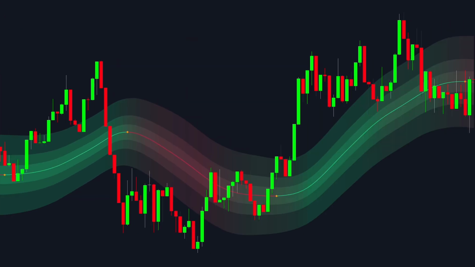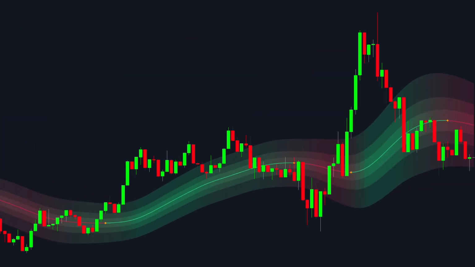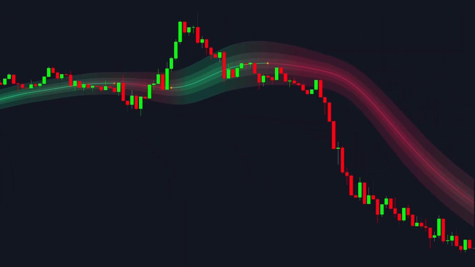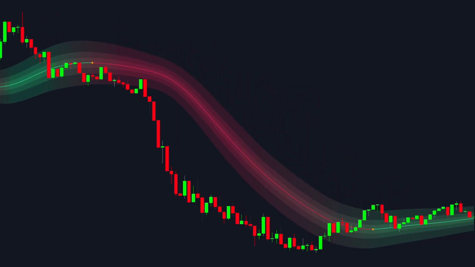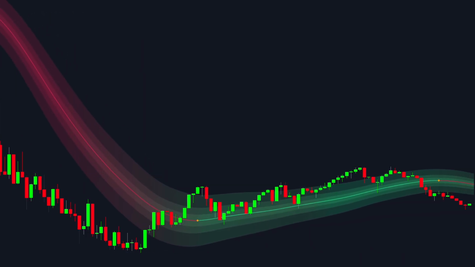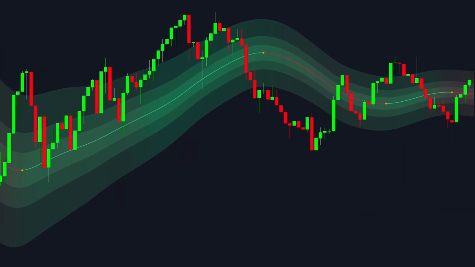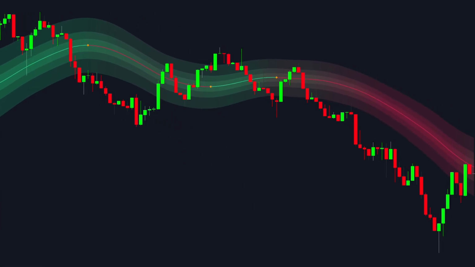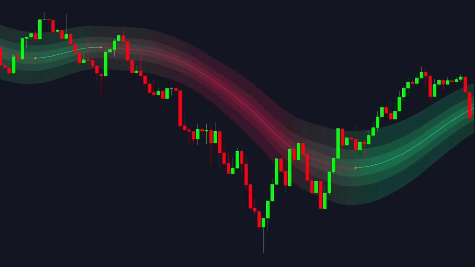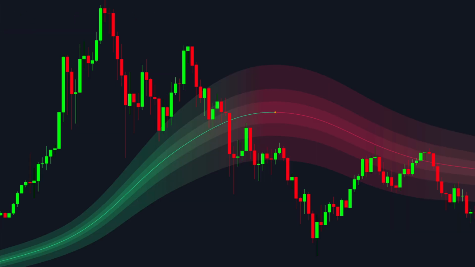So now that you understand what this indicator is and how it works, the next step is learning how to actually read it correctly. Because if you don't use it the right way, you might still get the signal wrong. Let me show you the right way to use this tool so you can trade with confidence. When reading this indicator, there are three main things you need to focus on. The first thing you should always check is the gradient cloud. This is your early warning system.